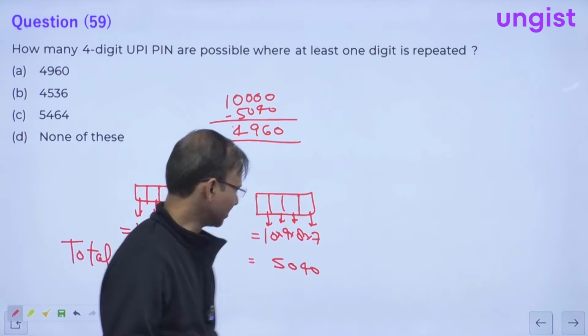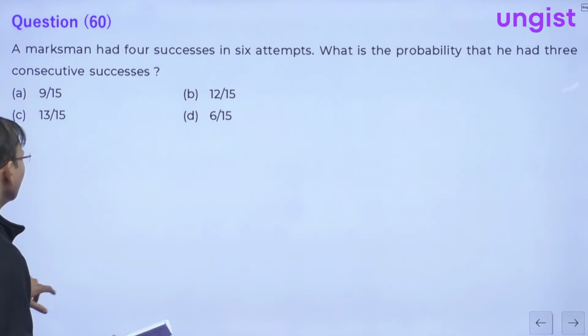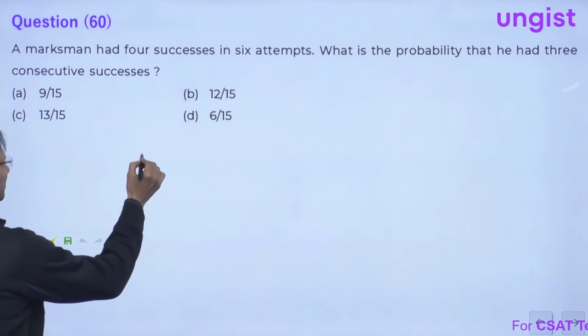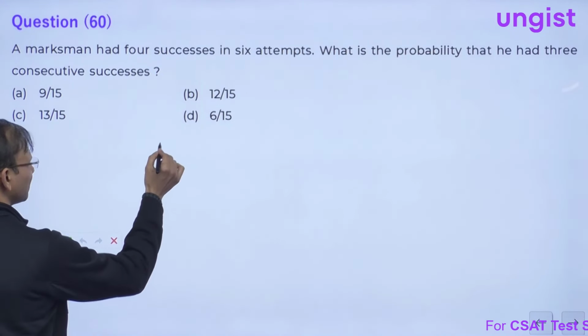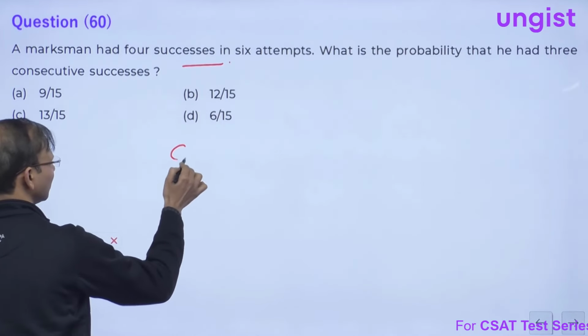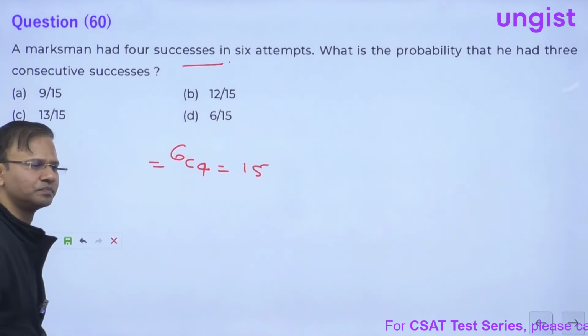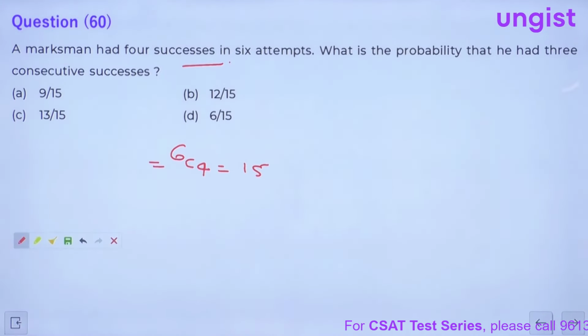प्रोबेबिलिटी वाला जो है नेक्स्ट क्वेश्चन, क्वेश्चन नंबर 60. ये भी शायद बुक का ही क्वेश्चन है. नहीं है. अच्छा डाउट है. देख लीजिए. A marksman had 4 successes in 6 attempts. What is the probability that he had 3 consecutive successes? ओके गाइस एक बात समझिए. कितनी सक्सेस है उसकी? 4. तो सबसे पहले तो 6 attempts किए. 6C4 ये हो गया सैंपल स्पेस. 6C4 is equal to 6C2. Right. Clear. This is the sample space of the question.